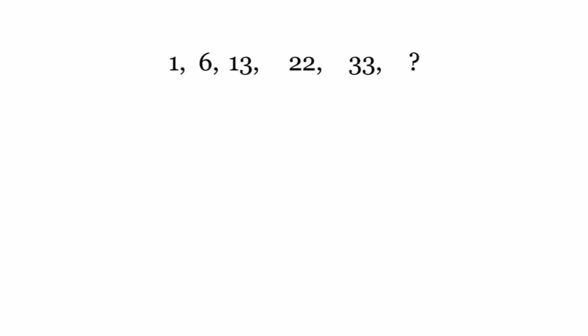1, 6, 13, 22, 33. Find the missing term. 1 plus 5 is 6. 6 plus 7 is 13. 13 plus 9 is 22. 22 plus 11 is 33.